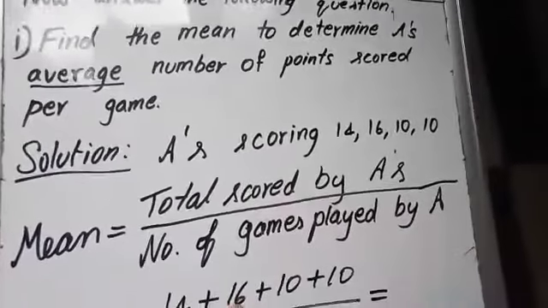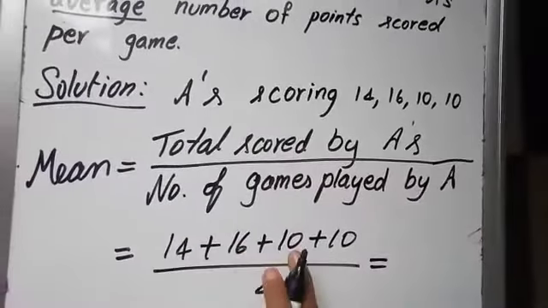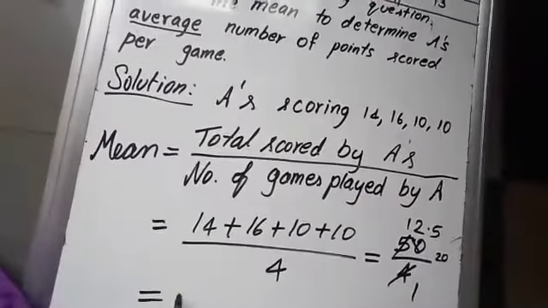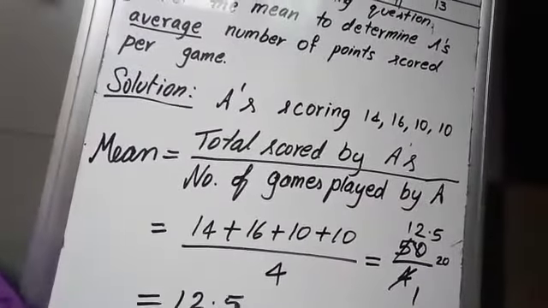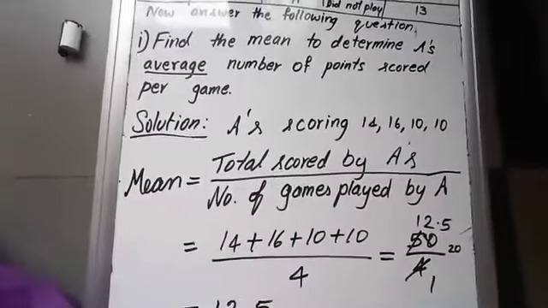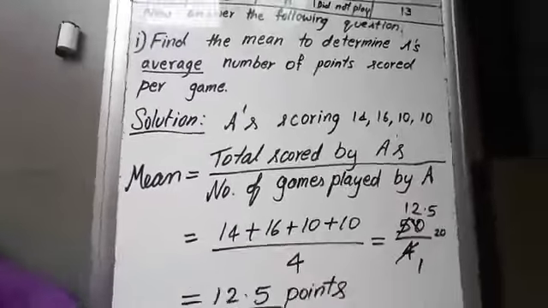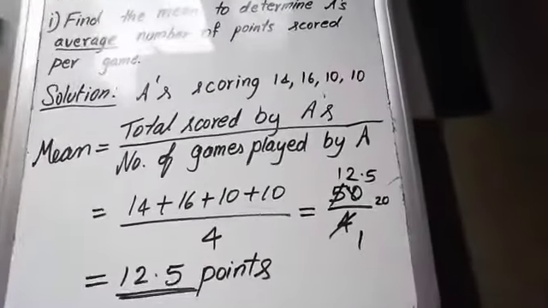14 plus 16 is 30, 30 plus 10 is 40, 40 plus 10 is 50. Divided by 4: 4 ones are 4, then 4 twos are 8, then again 2 is left out, if we take the 0. So the answer is 12.5. What is the average? They ask you to find the number of points scored per game. That is 12.5 points. The average is 12.5.